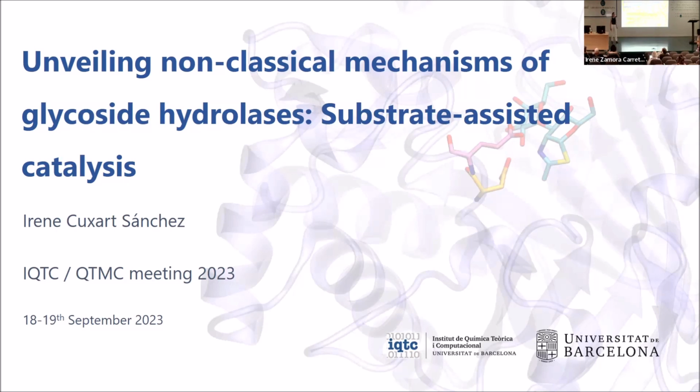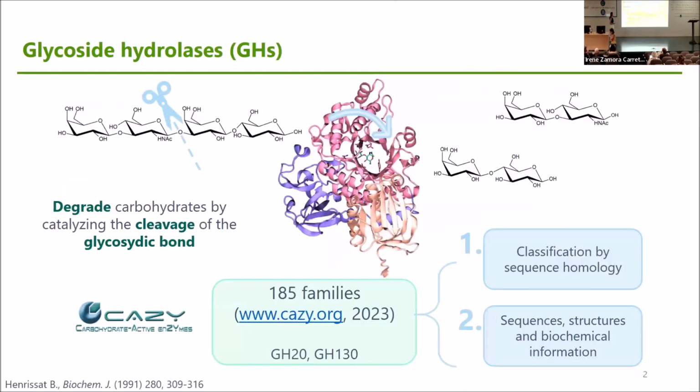I'm going to show you my presentation about non-classical mechanisms of glycoside hydrolases. So glycoside hydrolases are a type of enzymes that degrade polysaccharides by degrading the glycosidic bond. The glycosidic bond is a type of bond that unites different sugar units to create a longer sugar chain.